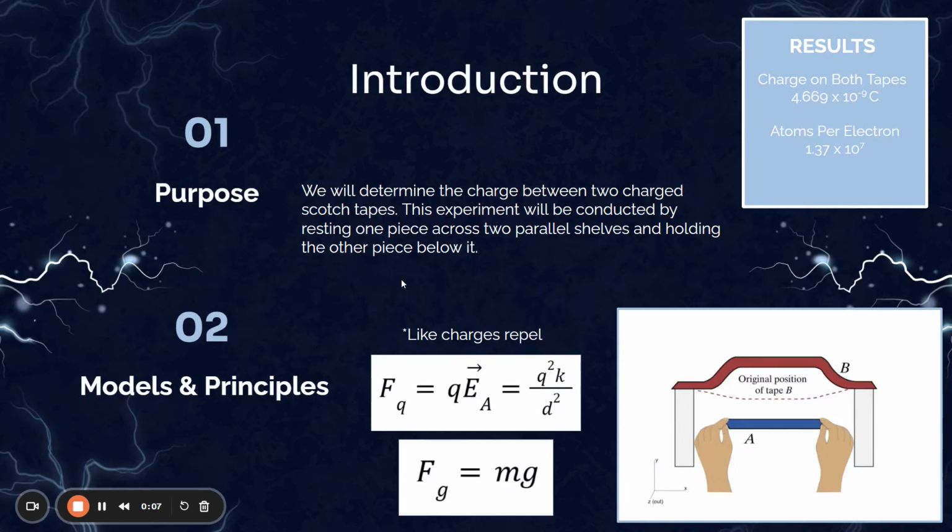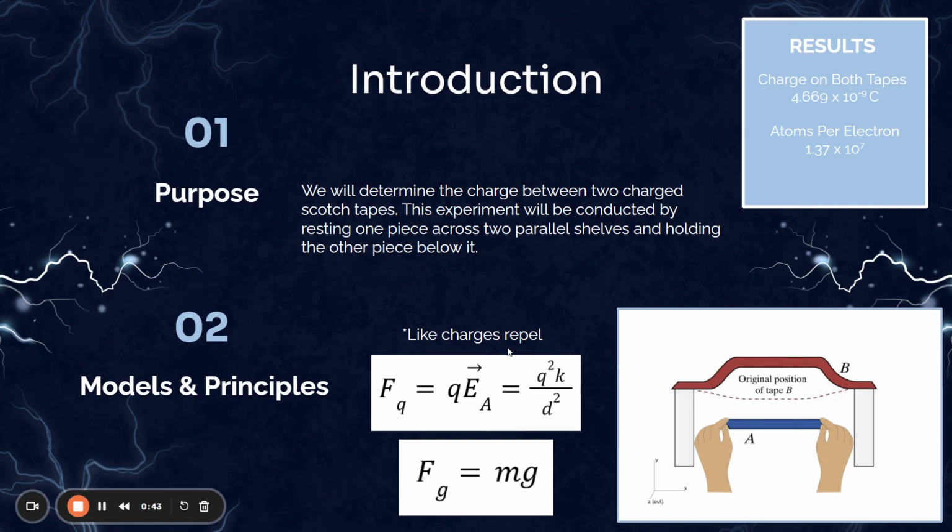The purpose of this lab is to determine the charges between two charged Scotch tapes, tape A and tape B. This experiment will be conducted by resting tape B across two shelves and dangling tape A beneath it, and seeing the displacement of tape B. What's important to know is that we're going to be treating both tapes as point charges for calculations, and we know that like charges repel, which gives us this image right here and what really happens. We'll go into that in more detail later.